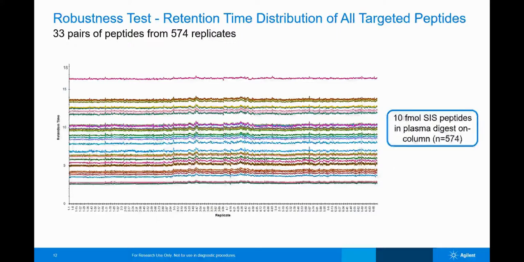That means the analytical column back pressure did not increase during this stress test. There's only a little bump in the middle. The retention time CV for all these peptides ranged from 0.4% to 2.7%, and most peptides have a CV below 2%.